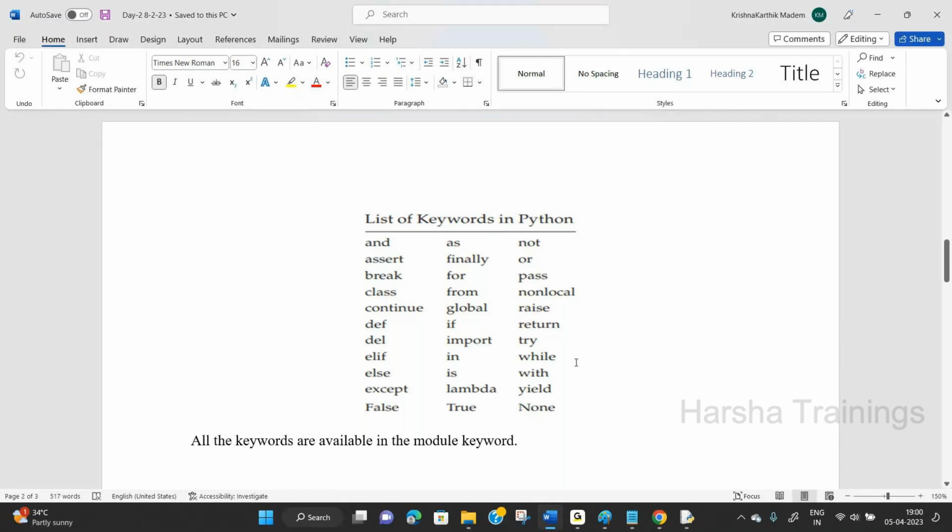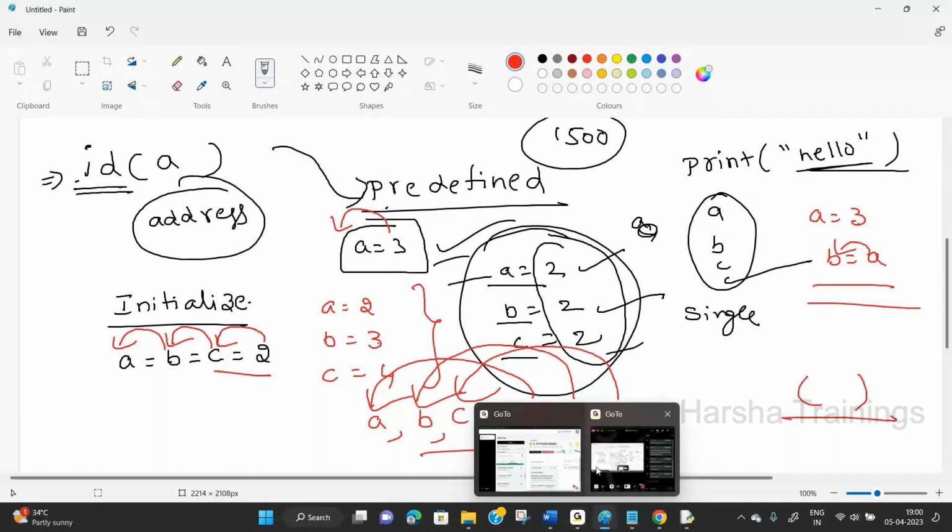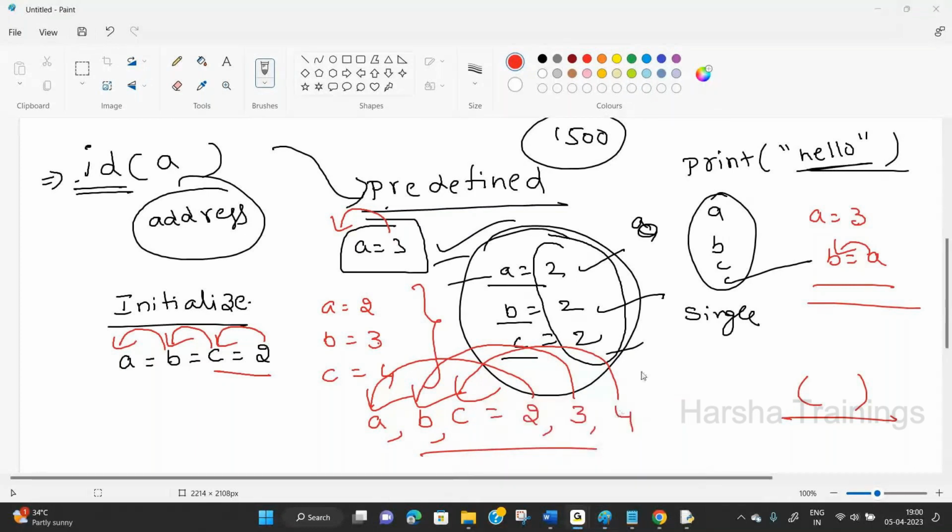Actually, those are functions. Remember, if anything is followed by these parentheses, that is called a function. Keyword is different from function. Now, any doubts? Any doubts? Any doubt? No problem.